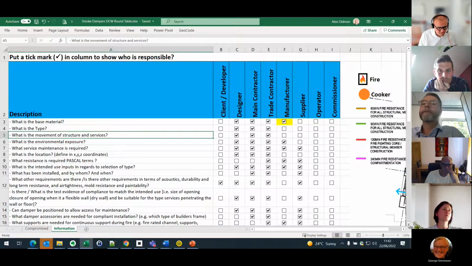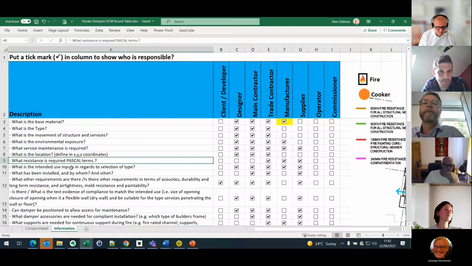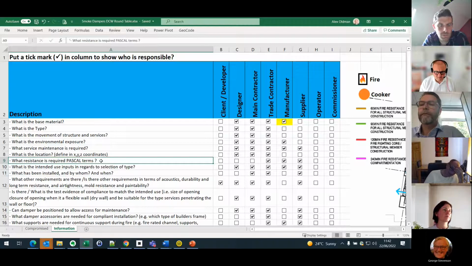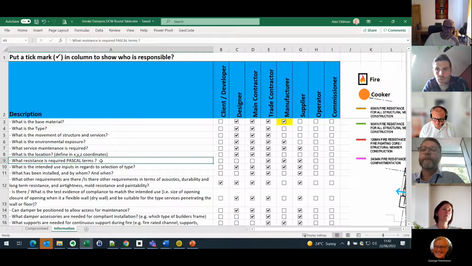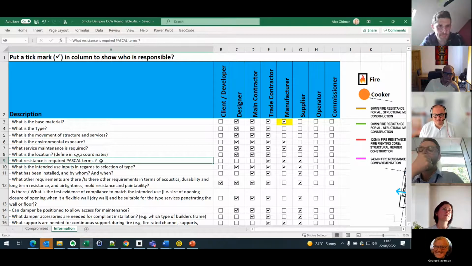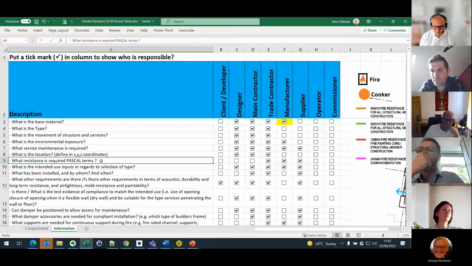I'm not going to read these out one at a time. We just want to read these in our own heads and then say, can anybody tell me what resistance is required in Pascal terms? Do you know that? So Pascal's a unit of pressure. Yeah, that's what I was going to say. Obviously, if it's pressurized and you've got something shut, if it's an express lift shaft or something, there's going to be quite a lot of pressure with the lift going up and down. So okay.